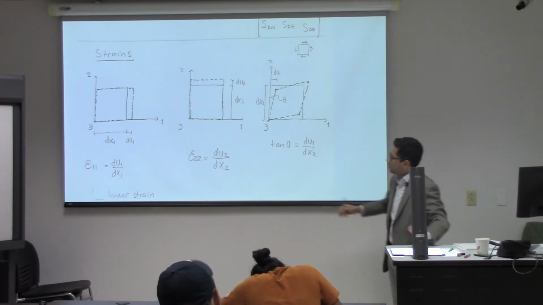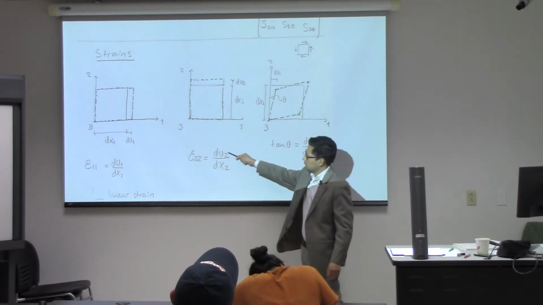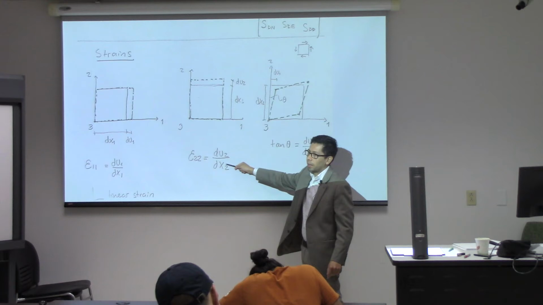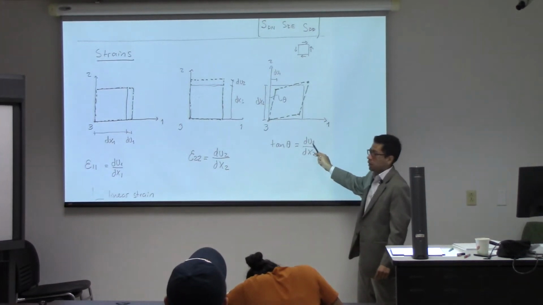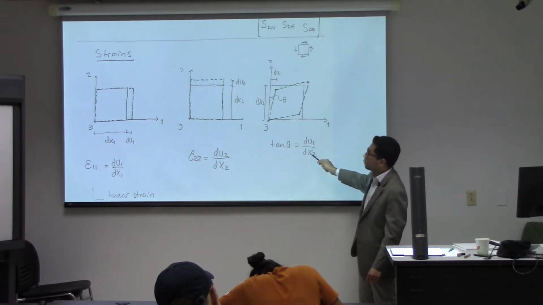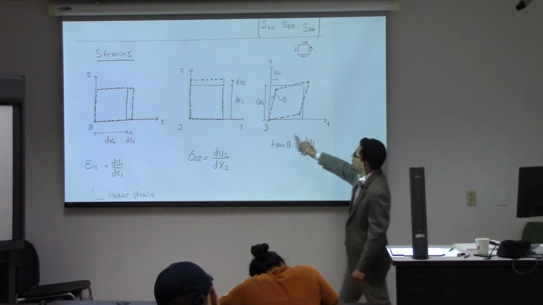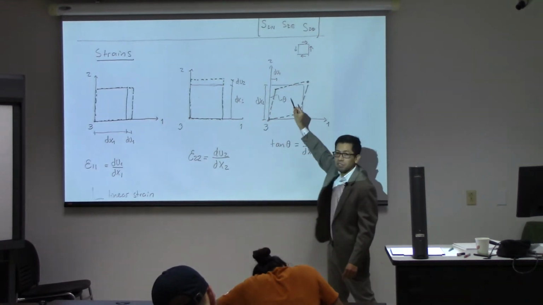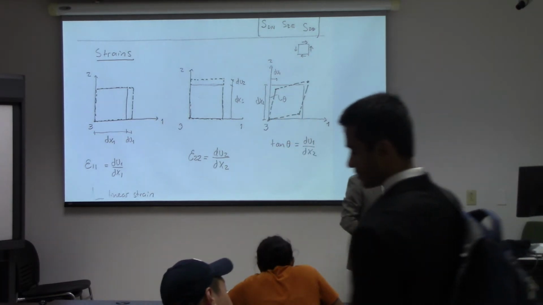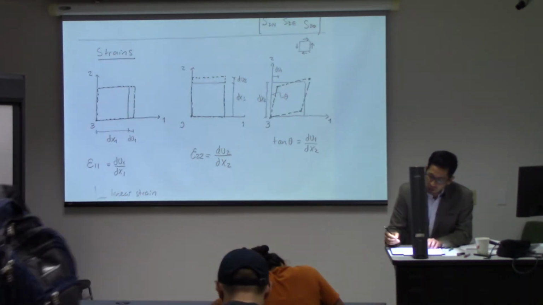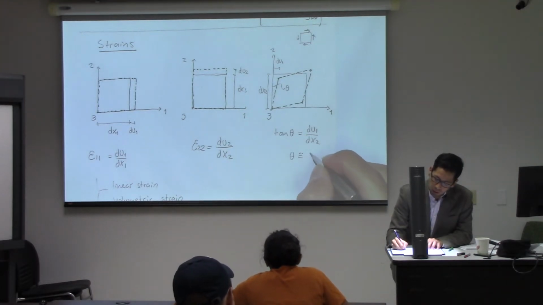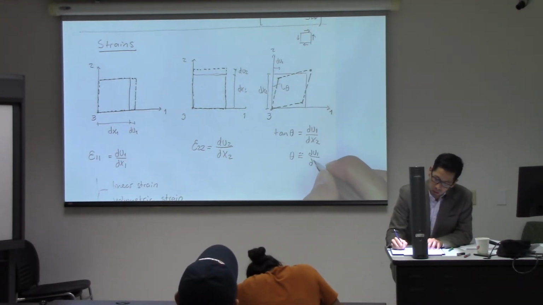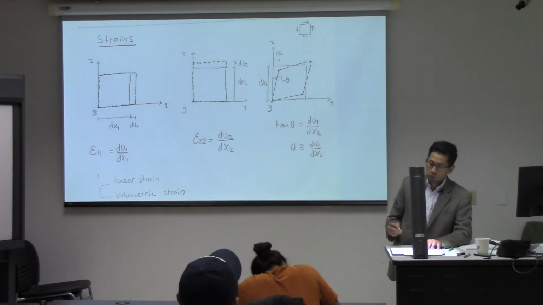So you see that before we were taking displacements and dividing by the length in that direction, but now we're taking a displacement in one direction and dividing by the length in the perpendicular direction. And that gives you an angle. For very small angles, we know that theta is going to be more or less just the ratio of those quantities.